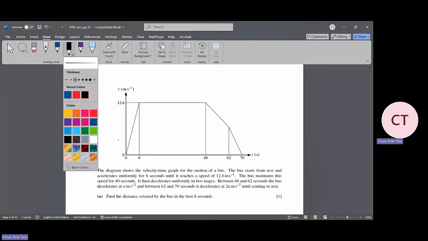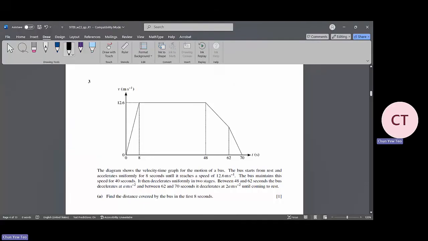We have a graph over here. The diagram shows the velocity against time graph for the motion of a bus. The bus starts from rest and accelerates uniformly for 8 seconds until it reaches the speed of 12.6 meters per second. The bus maintains this speed for 40 seconds. It then decelerates uniformly in 2 stages.